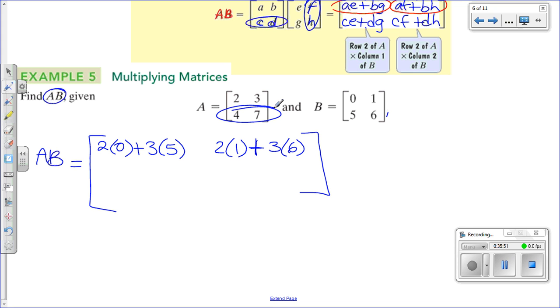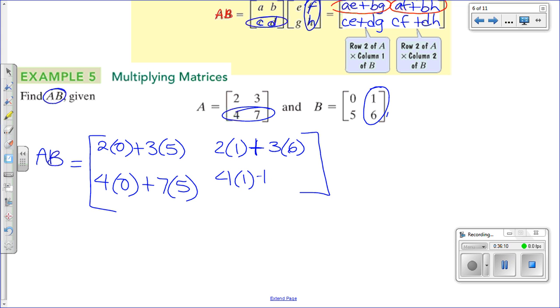Next, we take the second row, first column, so that will be 4 times 0 plus 7 times 5. And the last thing will be second row, second column. So 4 times 1 plus 7 times 6. We know that any number multiplied by 0 will be 0, so I don't really have to worry about those entries.